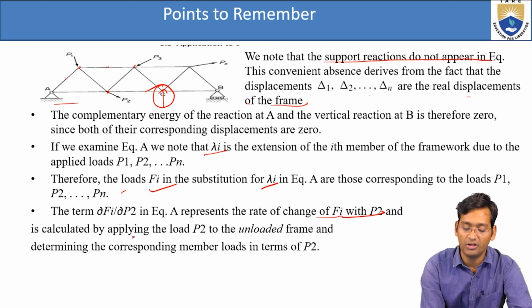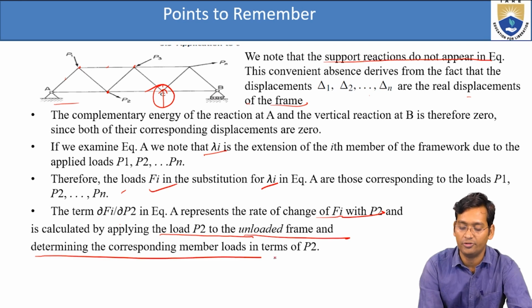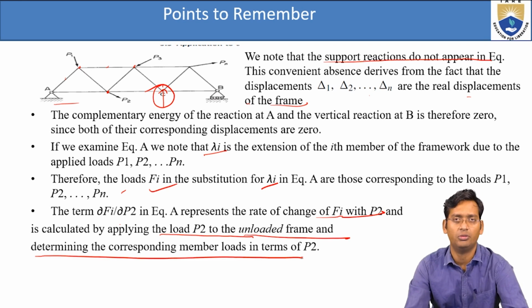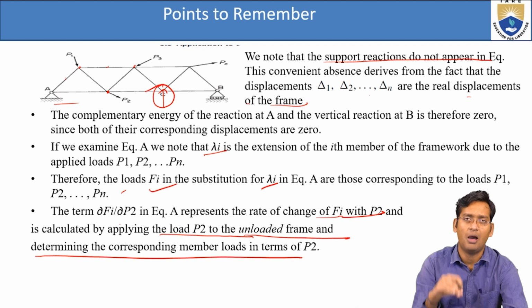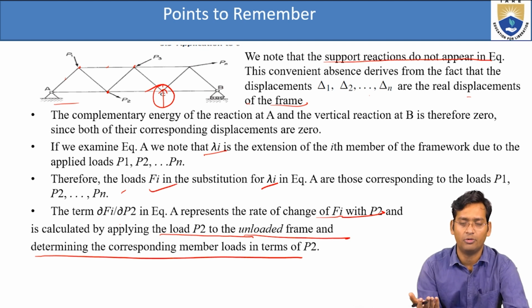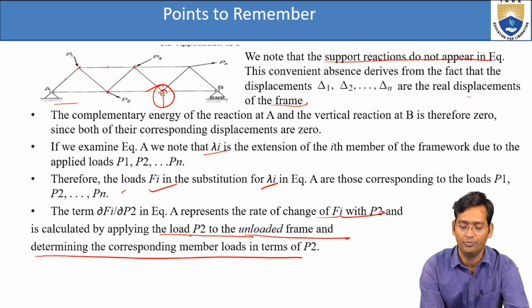It is calculated by applying load P2 to the unloaded frame and determining the corresponding member loads due to P2. Same as the usual method: just remove all the loads, apply the fixed load, and find that, or apply the virtual load. So the virtual load at this point.